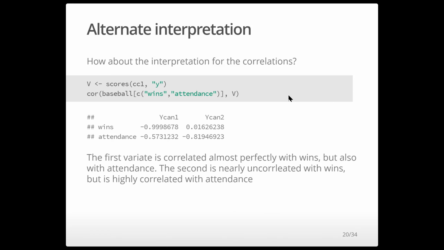But it's really almost entirely just wins. It's like almost perfectly wins. And so this is, in a sense, a good example because we can see that this first canonical variate is almost just literally wins, but that wins are also just correlated with attendance anyway. So the second canonical variate is much more highly correlated with attendance, but it's almost not correlated at all with wins, which again makes sense since these are orthogonal. If the first one is almost perfectly correlated with wins, the second one, by definition, has to be almost uncorrelated with wins.